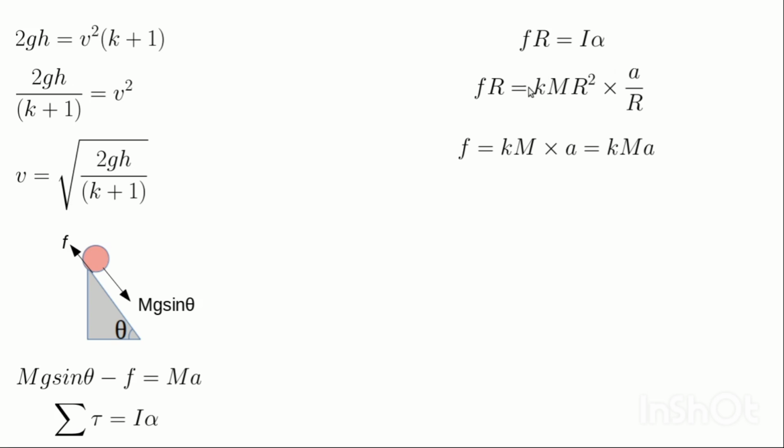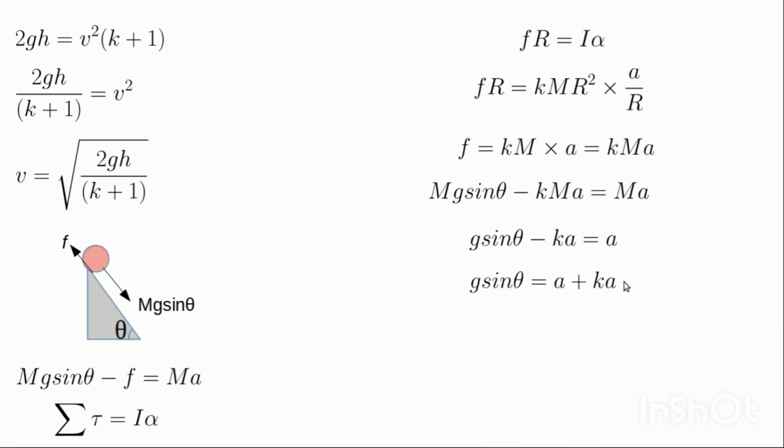Remember, r takes care of r, and we are left with kma. So wherever we see F, we replace it with kma in this equation. So we have mg sine theta minus kma equal to ma. If this comes to this side, we have g sine theta minus k. Okay, we took care of our m, and the next line is a plus ka. We can factorize a out, and we have a times (1 plus k), and make a the subject of the formula. We have a equal to g sine theta all over (1 plus k).